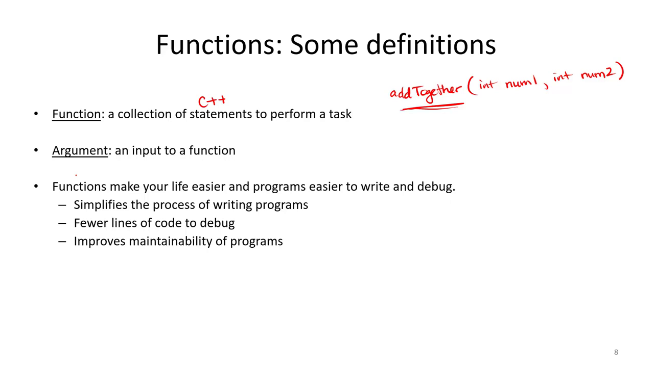When we say argument, that is an input to our function. So suppose we did add together 1, 2. So here, 1 and 2 are the arguments. So essentially 1 is being plugged in for num1, 2 is being plugged in for num2. Add together will add those things together.